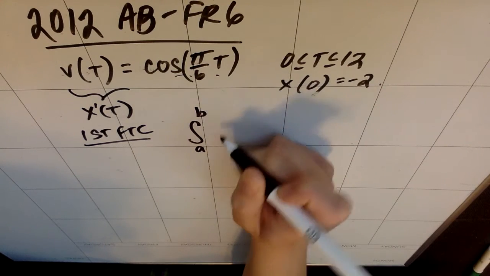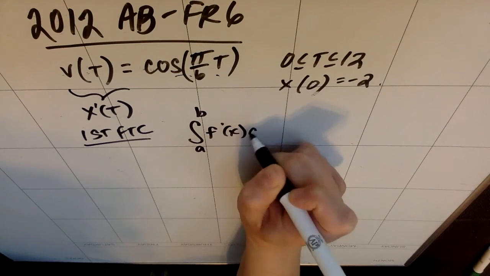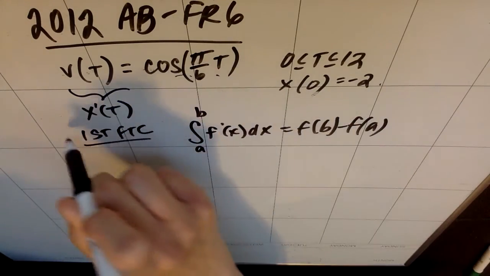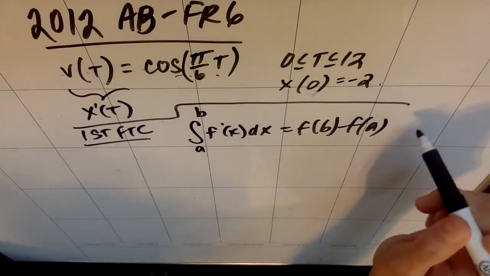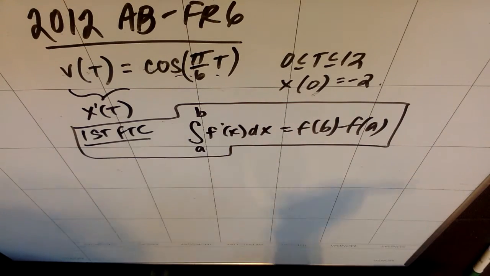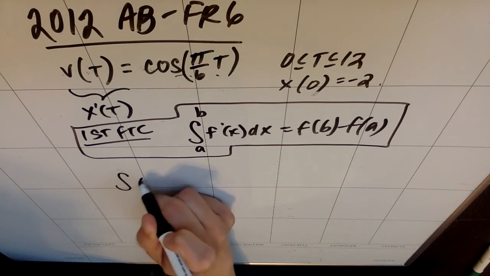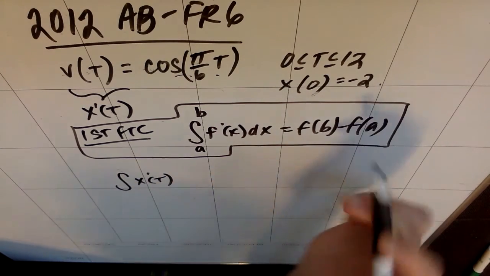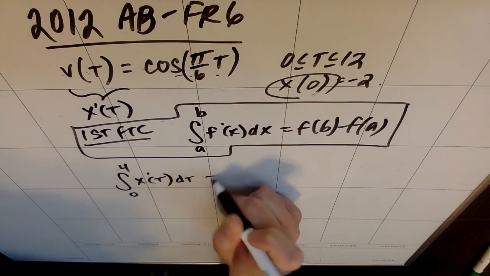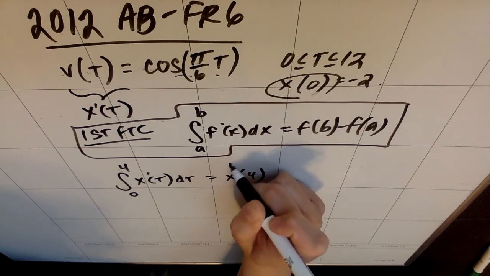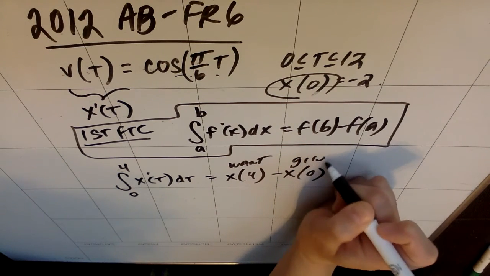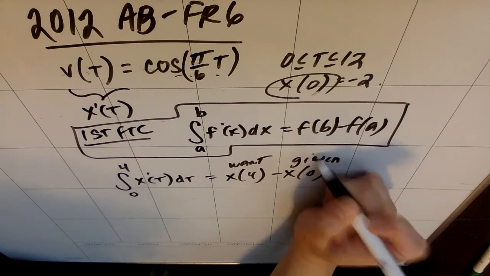If you want to integrate from a to b of some f prime of x dx, you get f of b minus f of a, right? That's the generic first fundamental theorem of calculus that we see all the time. The one we're going to use here is instead of integrating f prime of x, we're going to integrate x prime of t. So if I integrate x prime of t from 0 to 4 with respect to t, I'm going to get x of 4, which is a value that I want, minus x of 0, which is a value that I was given.